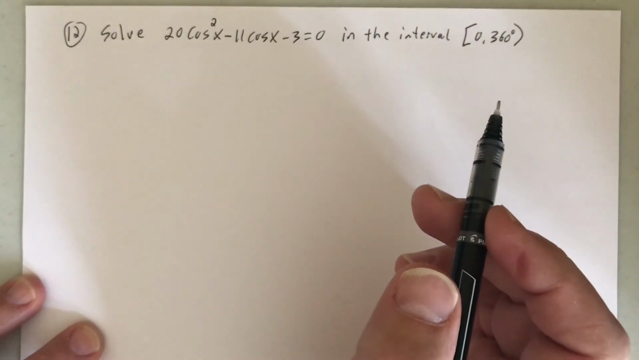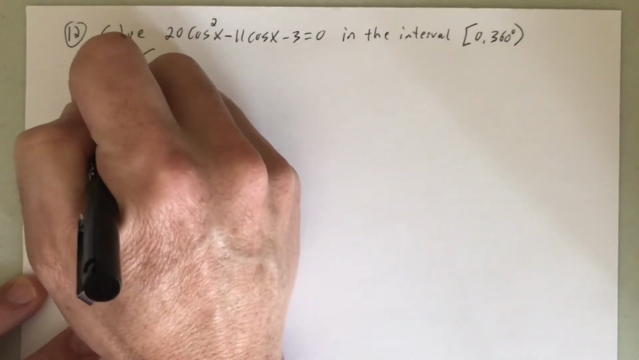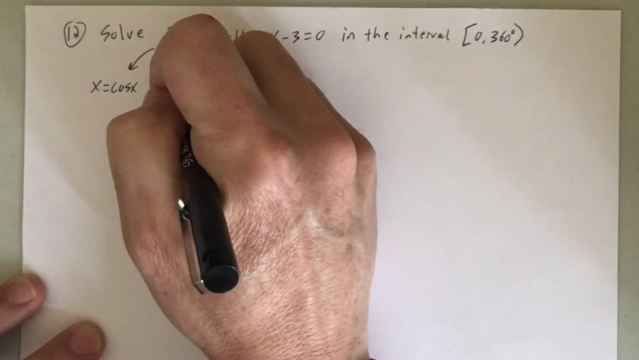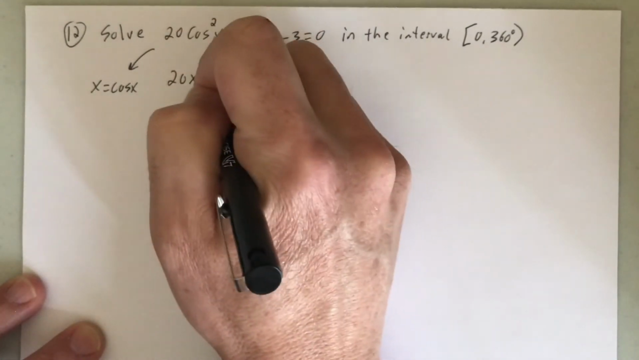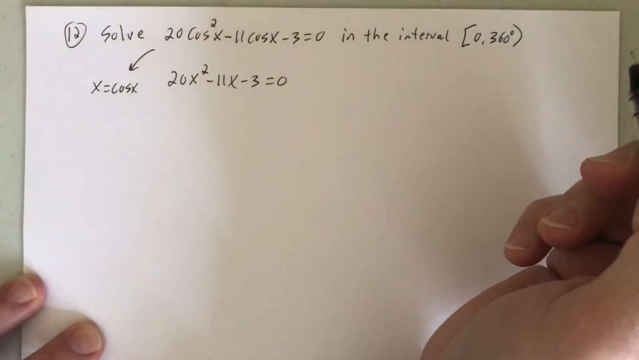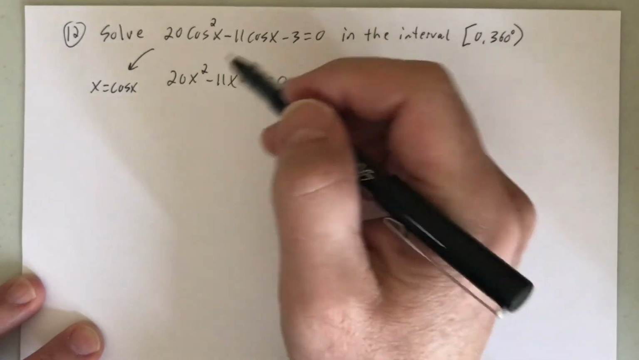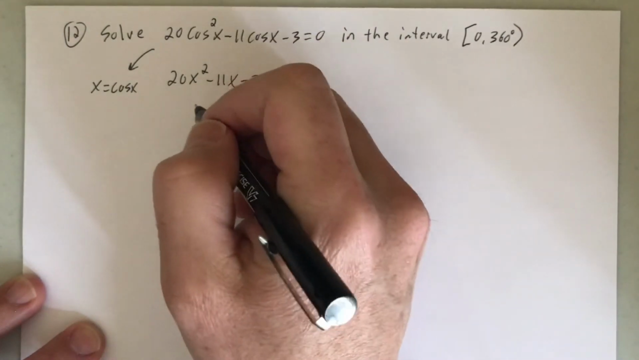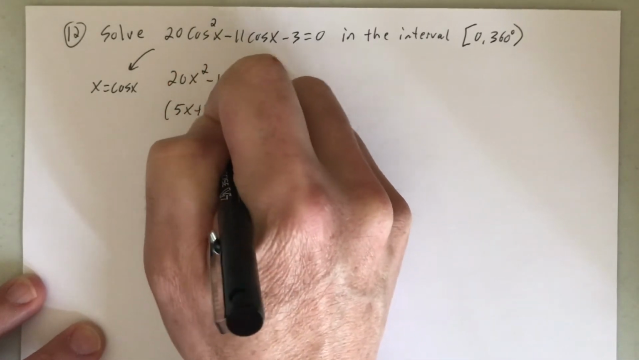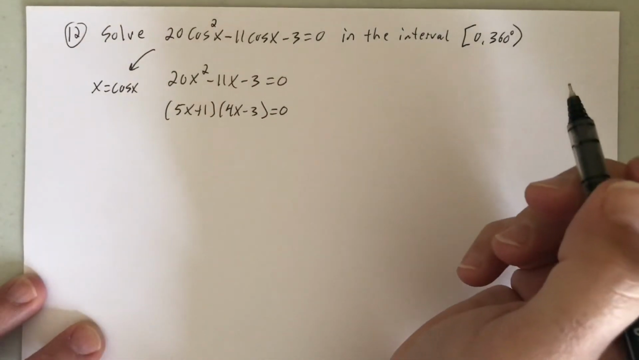So we're going to go ahead and factor that by doing a substitution first, just in case you need to do that. So x is equal to cosine of x. So that gives us 20x squared minus 11x minus 3 is equal to 0. And of course, you go through the whole factoring technique, which you can look at one of the videos. I'm just going to go to the answer. So when you factor this, you wind up with 5x plus 1 times 4x minus 3 is equal to 0.